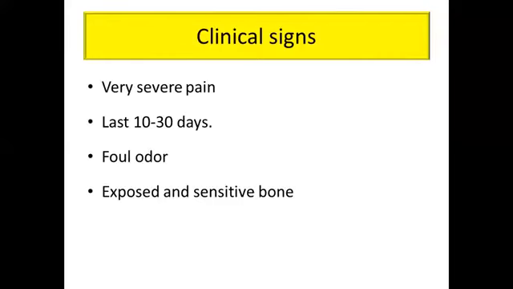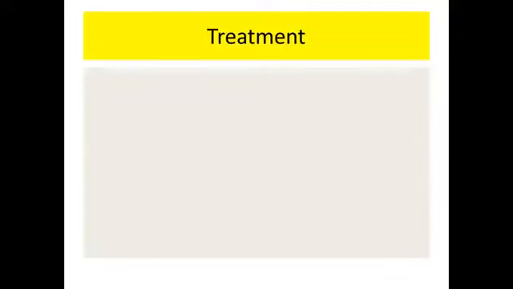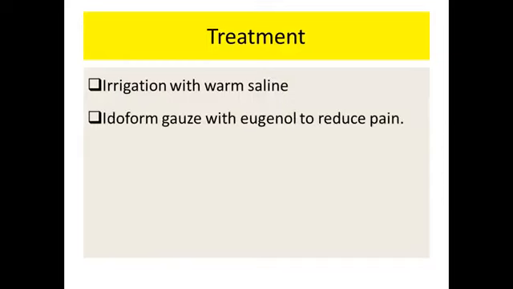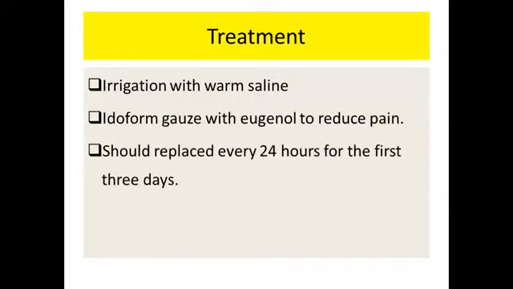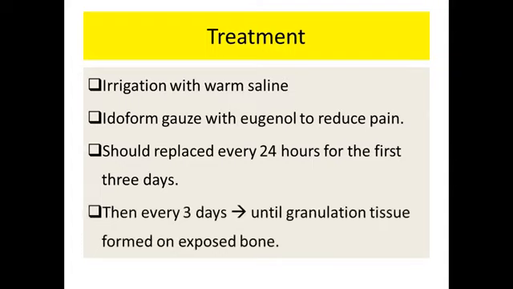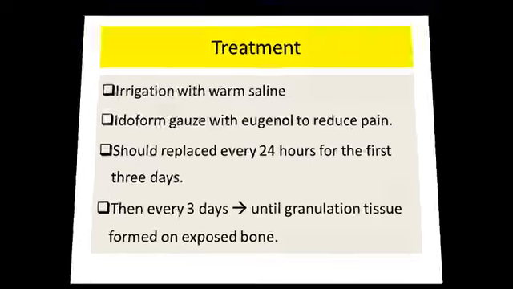Clinical signs: very severe pain lasting 10 to 30 days, foul odor, exposed and sensitive bone. Treatment: irrigation with warm saline, using iodoform gauze with eugenol to reduce the pain. Should be replaced every 24 hours for the first 3 days, then every 3 days until granulation tissue forms on the exposed bone.